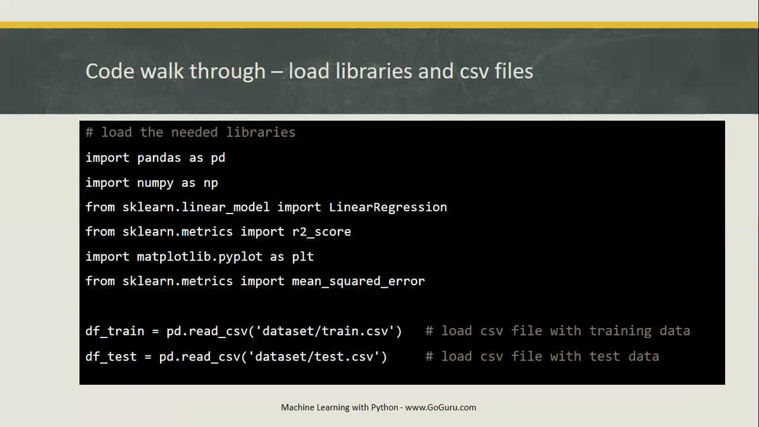So we are at the final part, where we are going to walk through the code and get an understanding of how linear regression works.